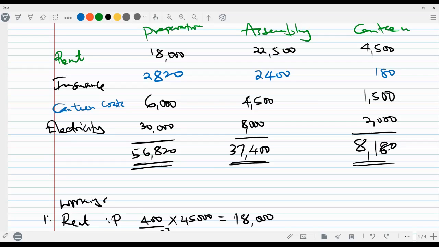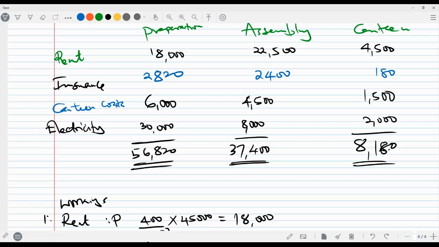That's the cost allocation among the different departments, preparation, assembly, as well as canteen. That's the first step, getting the cost for each of the departments. This is the second step, determining the total cost for each of the departments, both production and service departments. Clear? Great.